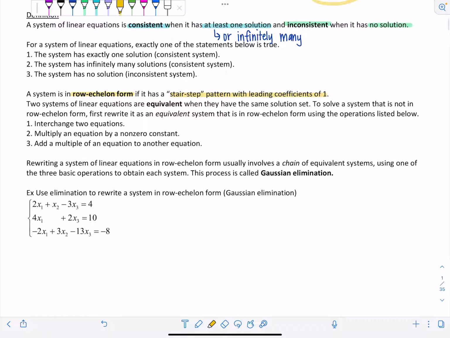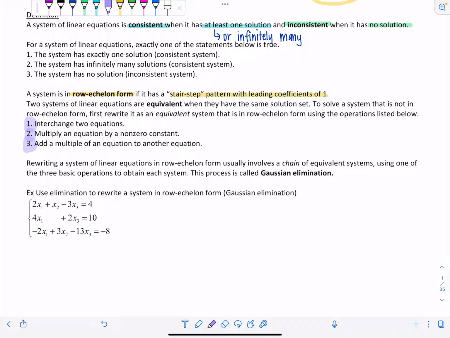Okay, two systems of linear equations are equivalent when they have the same solution set. So to solve a system that is not in row-echelon form, first rewrite it as an equivalent system that is in row-echelon form using the operations listed below. So here's your 3 options, okay? You can't add to this list. This is it. You can interchange 2 equations. You can multiply an equation by a non-zero constant, or you can add a multiple of an equation to another equation. So we're going to work through some examples so you can see how to do this.